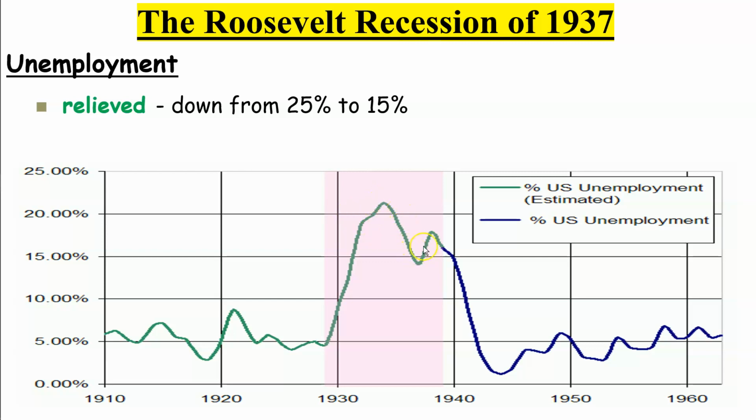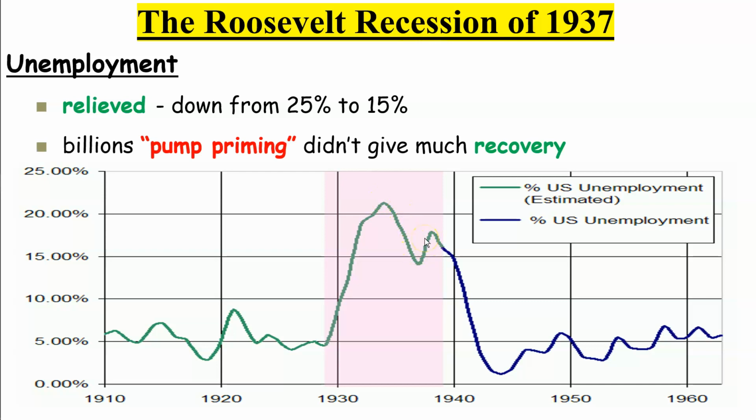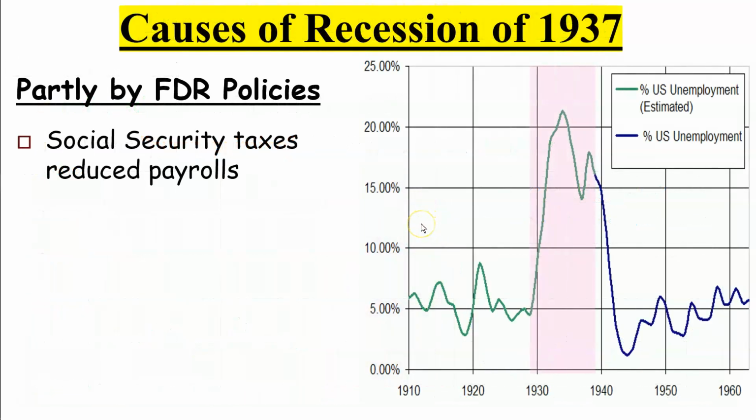It does come down, but in 1937, right, we've got all this pump priming resulting in some relief, but it didn't help us recover. It goes backwards. So why does the unemployment rate go up? Why do things go backwards in 1937? We have another recession in the Great Depression.